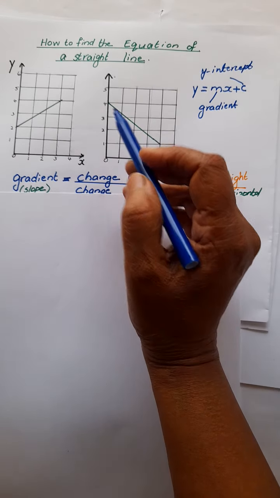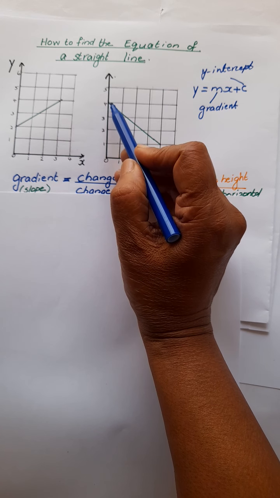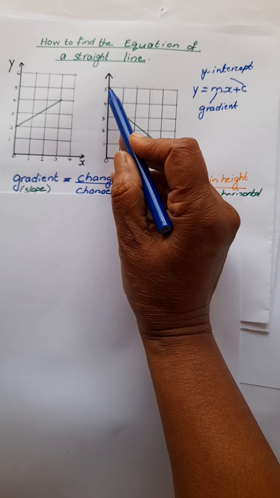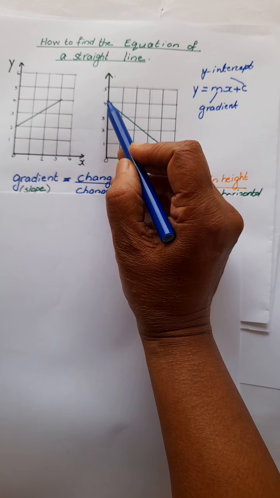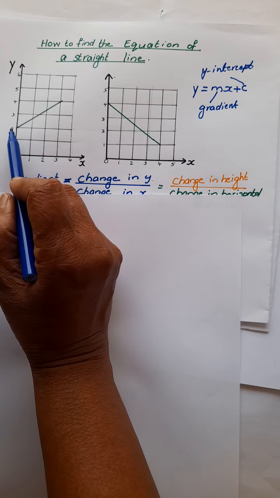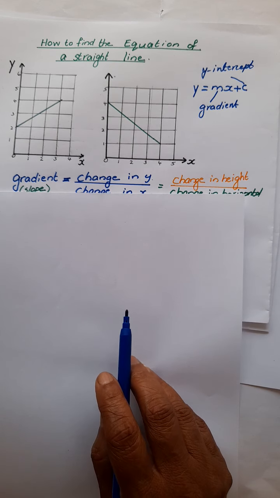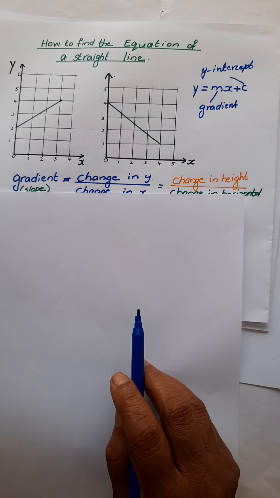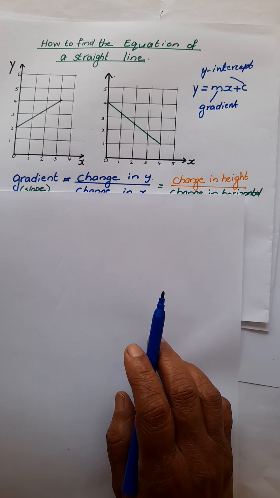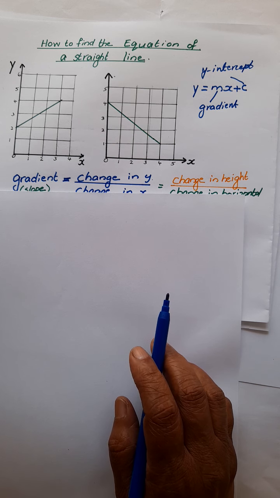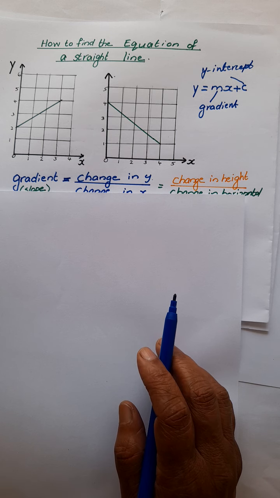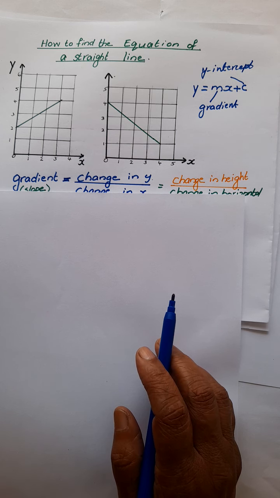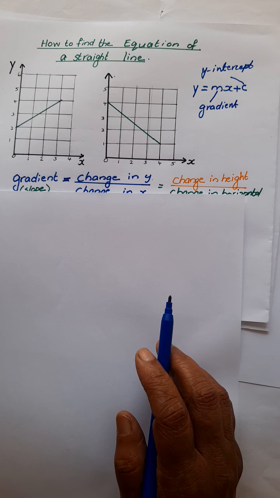As all of you know, the y-intercept is where the line crosses the y-axis. So in this case, the y-intercept is 4, and in this case, the y-intercept is 2. So what we normally do is find the gradient and the y-intercept, substitute into the equation, then you have the equation of that linear graph.